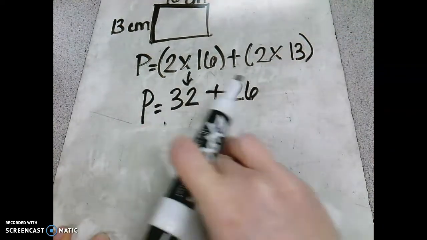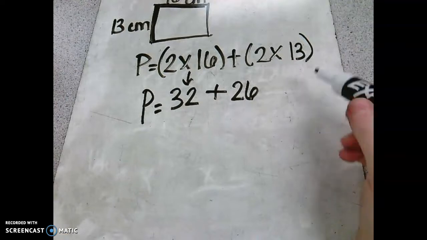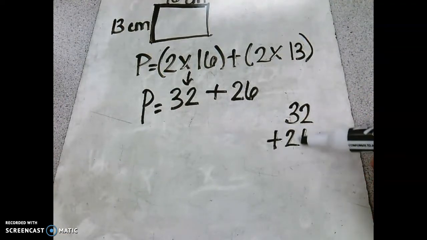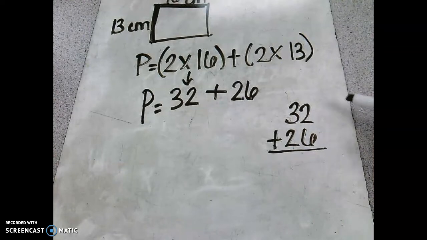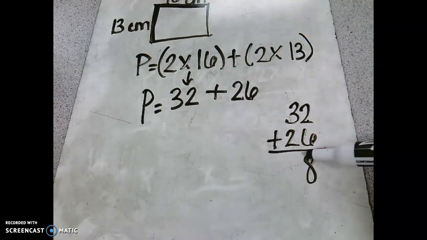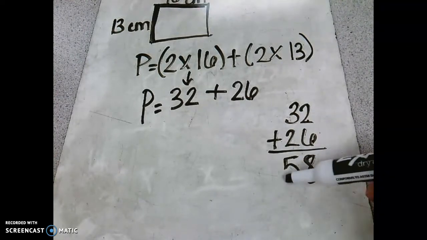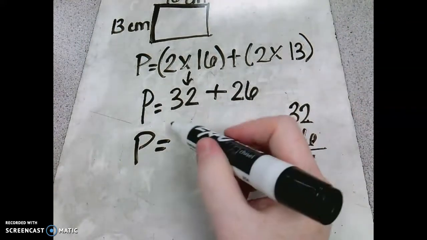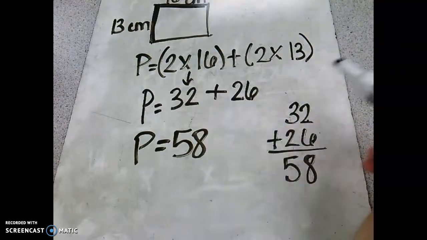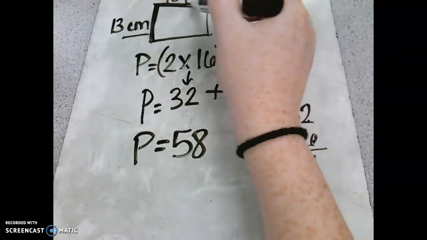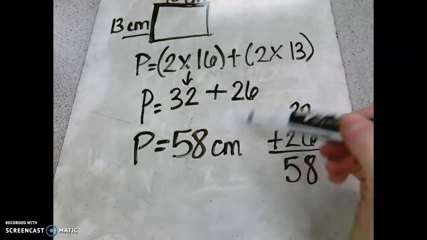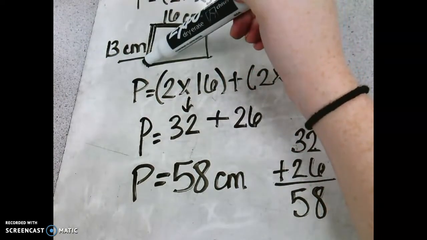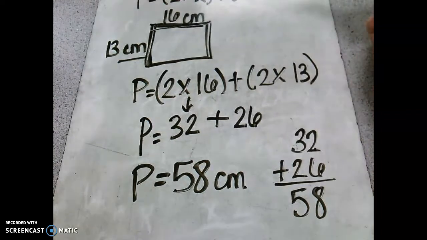Okay, now we need to add these together. It is better to change it into vertical. That way you know your numbers line up and you don't get confused adding. 6 plus 2 is 8. 3 plus 2 is 5. So our perimeter for this rectangle is 58. Now let's add our measurement, which is centimeters. 58 centimeters is how big this rectangle is all the way around.